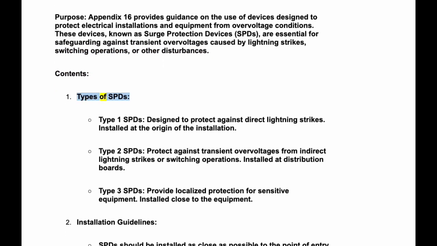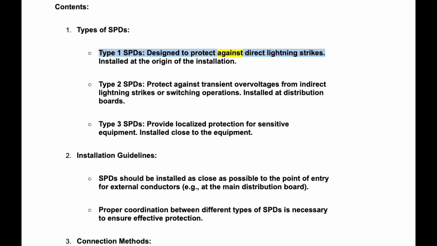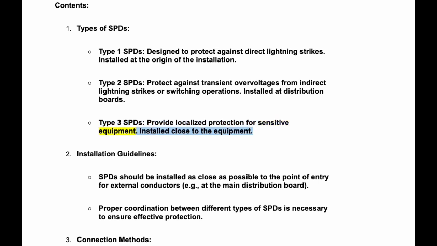Contents: types of SPDs. Type 1 SPDs, designed to protect against direct lightning strikes, installed at the origin of the installation. Type 2 SPDs, protect against transient overvoltages from indirect lightning strikes or switching operations, installed at distribution boards. Type 3 SPDs, provide localized protection for sensitive equipment, installed close to the equipment.